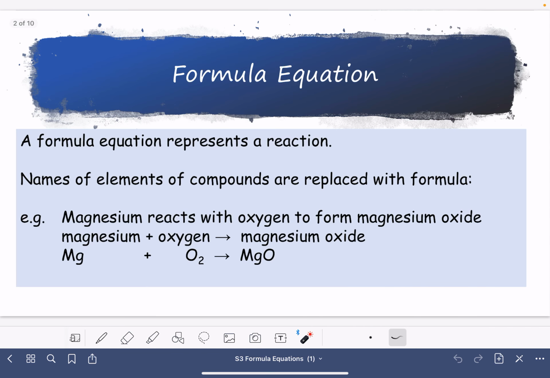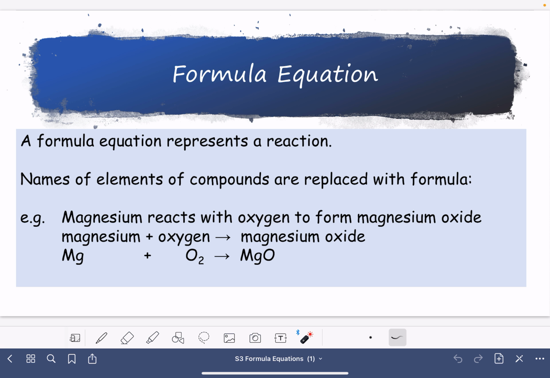So, formula equations then. A formula equation represents a reaction. This is the slide that you need to write down, okay? In a formula equation, the names of the elements or compounds are replaced with formula. So for example, magnesium reacts with oxygen to form magnesium oxide. So that's just a statement, that's just a piece of text.